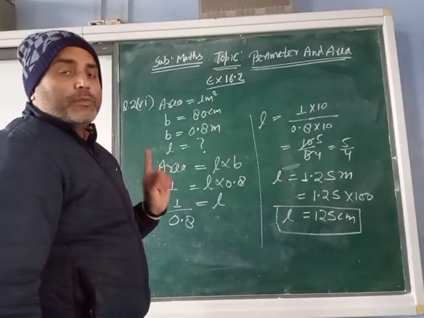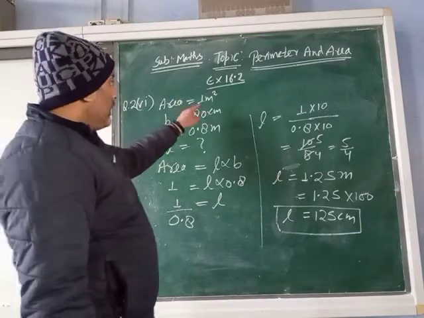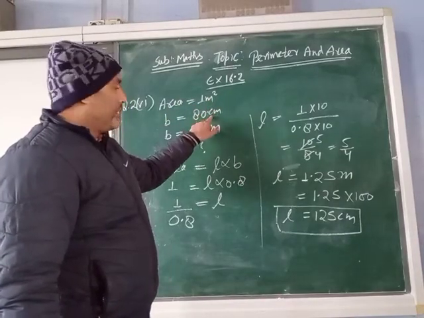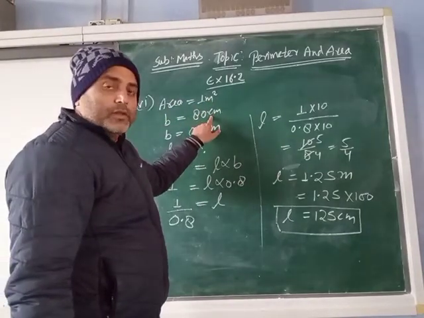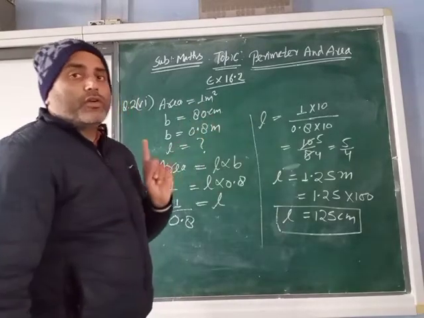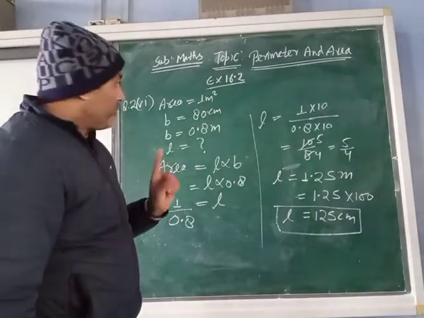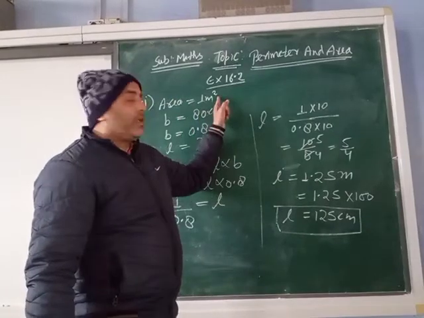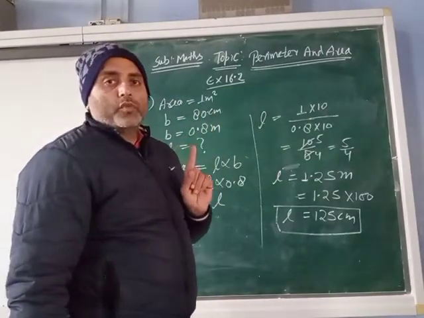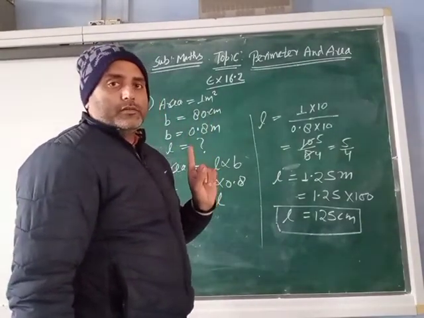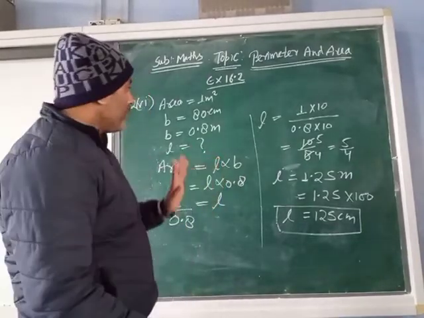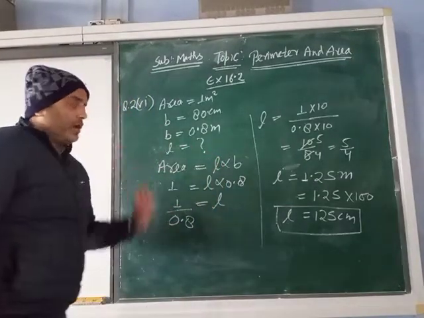You have to remember one more thing. Area is in meter square and this is in centimeter. When you solve like this, you will not get the correct answer. So first of all, you have to convert everything into the same unit, either meter or centimeter. Is it clear? Otherwise your answer will be wrong.